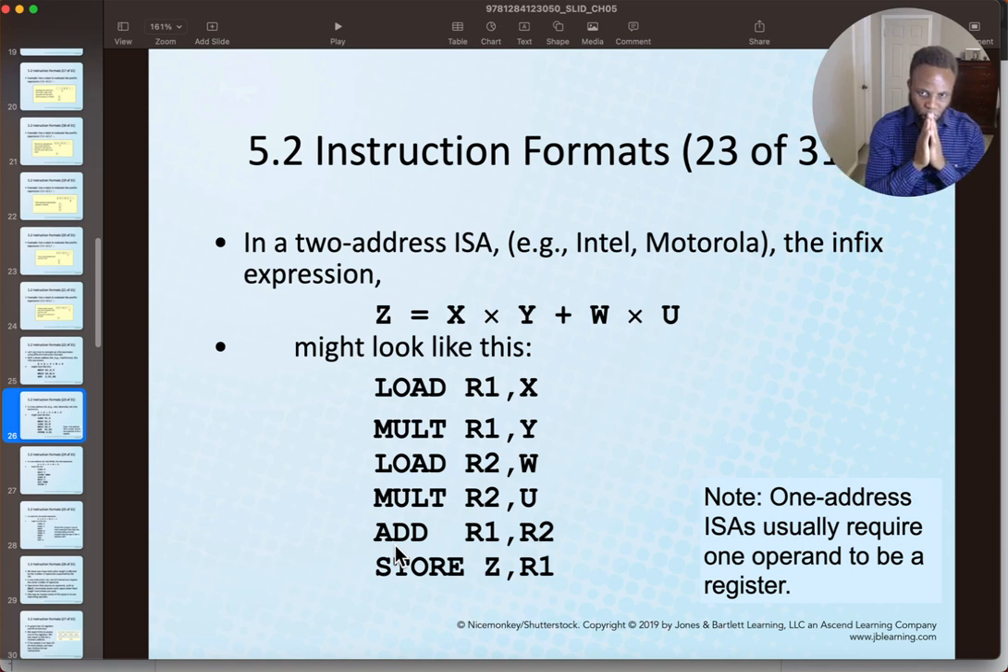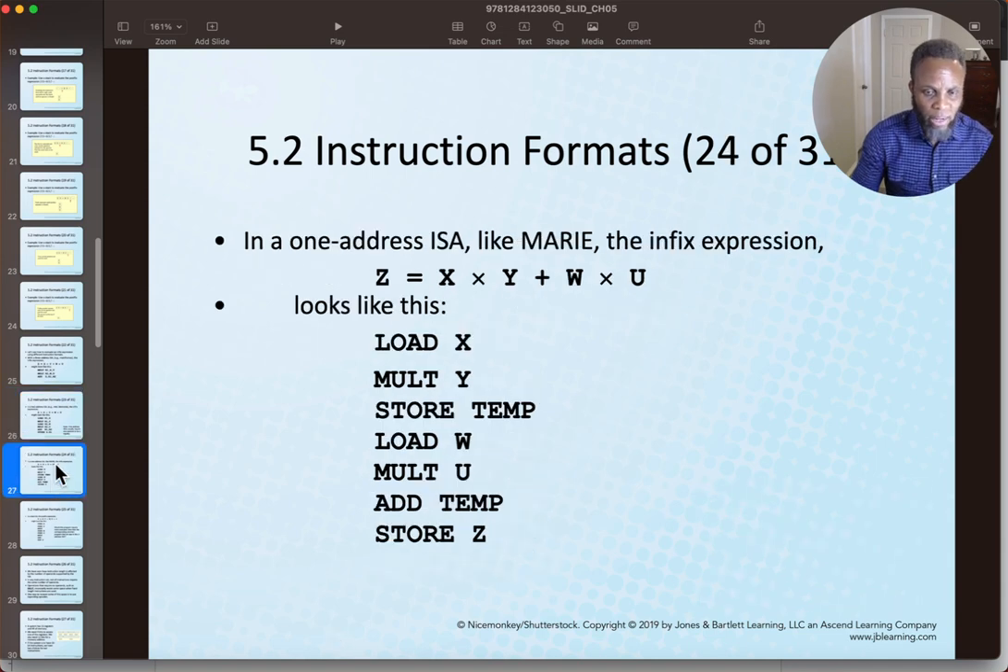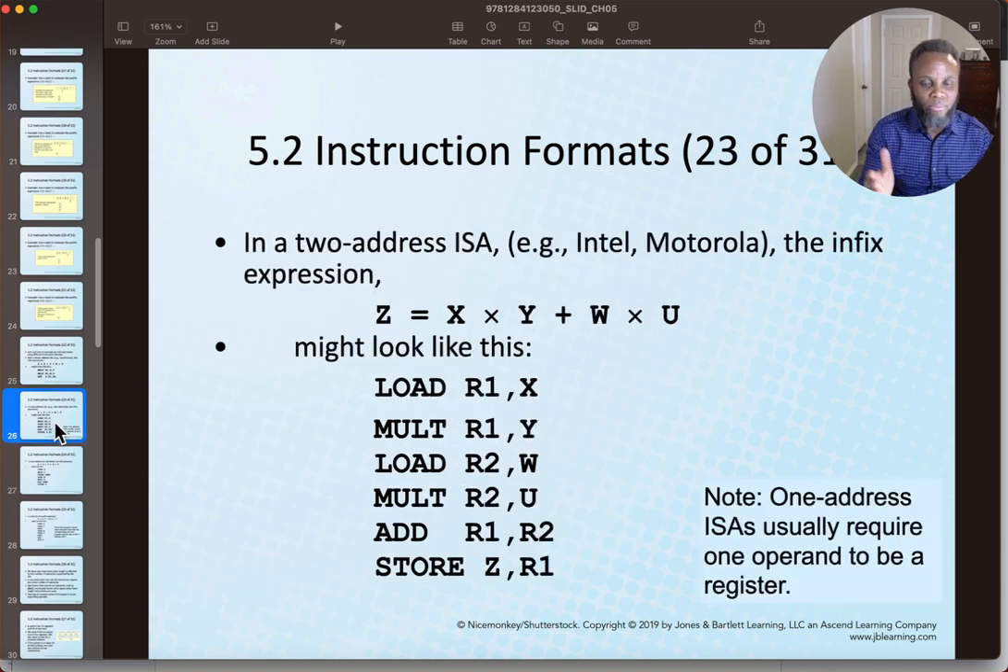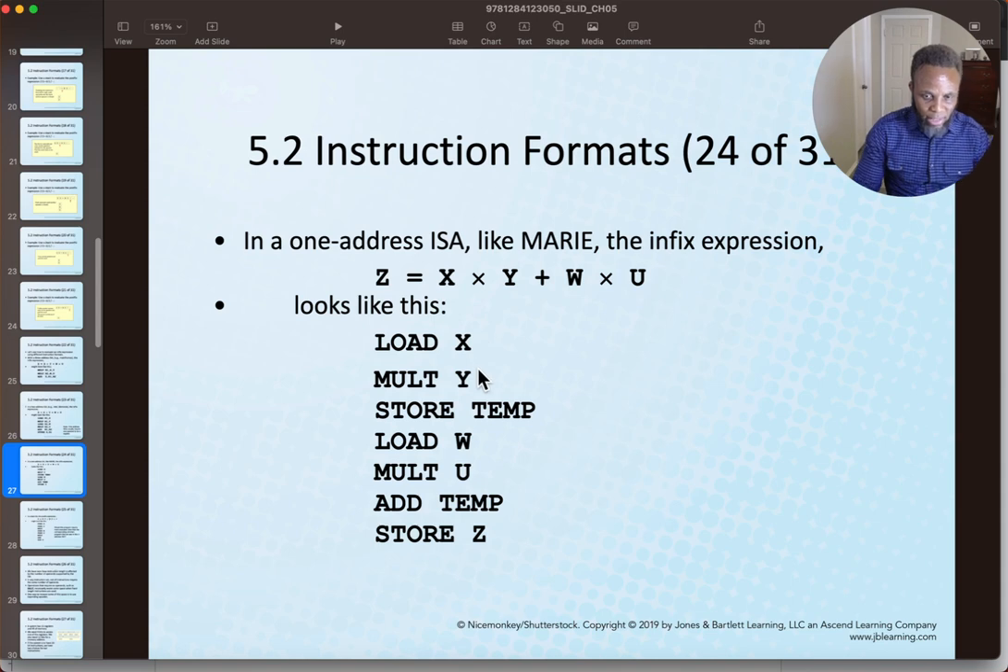Okay? So those are some of the things that we should be paying attention to. If we could only use one address, you can imagine this program would become too long, because you have to load X, you have to load Y. Let's see what a one address program looks like. You have to load X, and multiply that with Y.